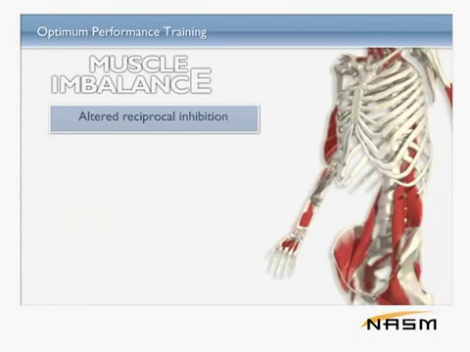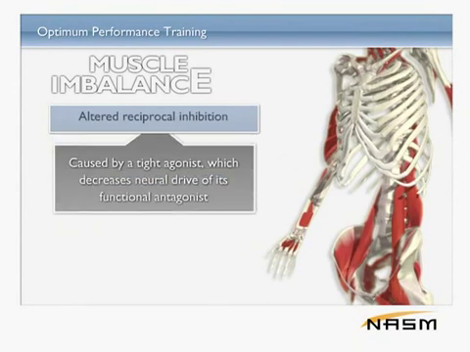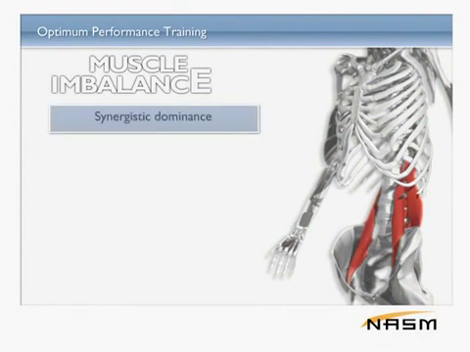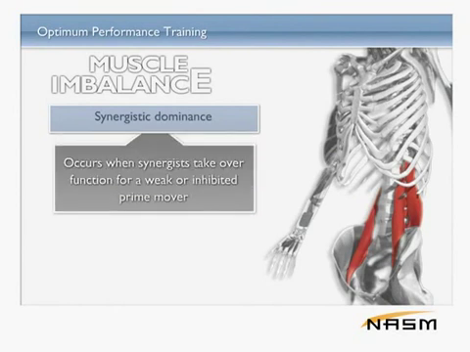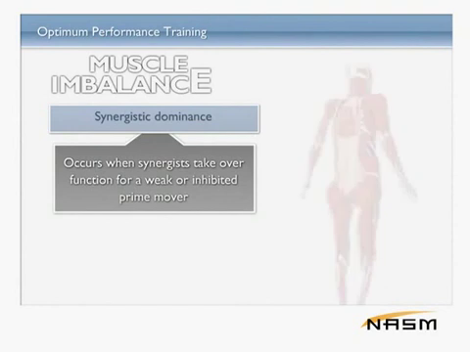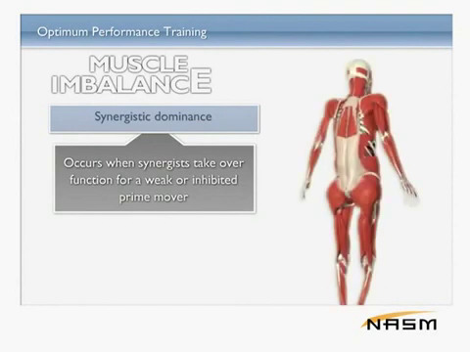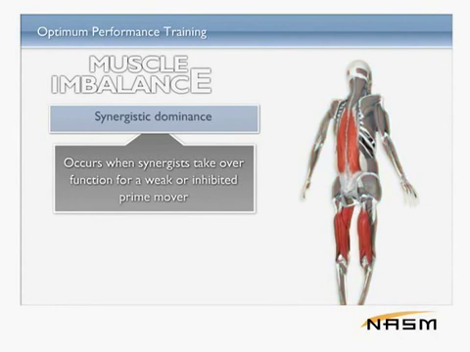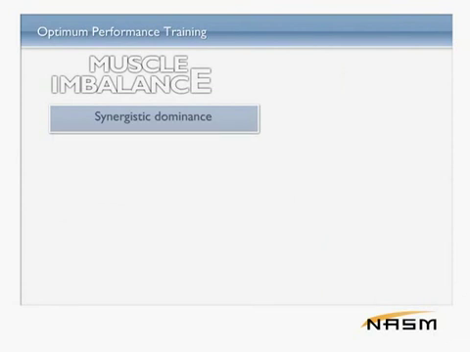Altered reciprocal inhibition is the concept of muscle inhibition caused by a tight agonist, which decreases neural drive of its functional antagonist. For example, a tight psoas, or hip flexor, would decrease neural drive of the gluteus maximus, the hip extensor. Synergistic dominance is the neuromuscular phenomenon that occurs when synergists take over function for a weak or inhibited prime mover. For example, when the psoas is tight, it leads to altered reciprocal inhibition of the gluteus maximus. The result is increased force output of the synergists for hip extension, hamstrings, adductor magnus, and erector spinae to compensate for the weakened gluteus maximus.